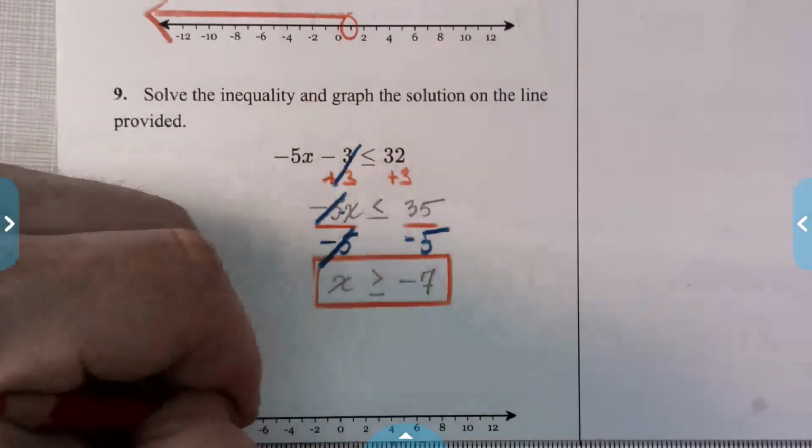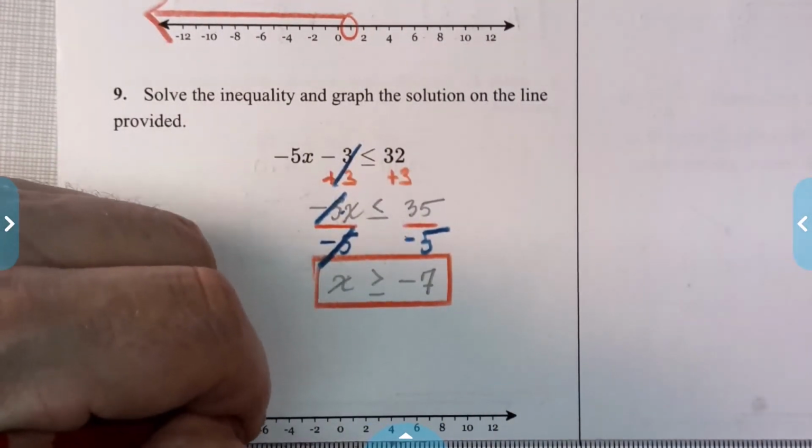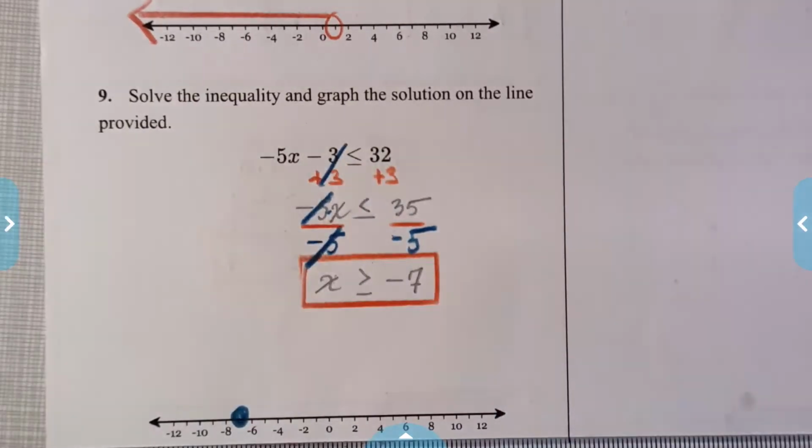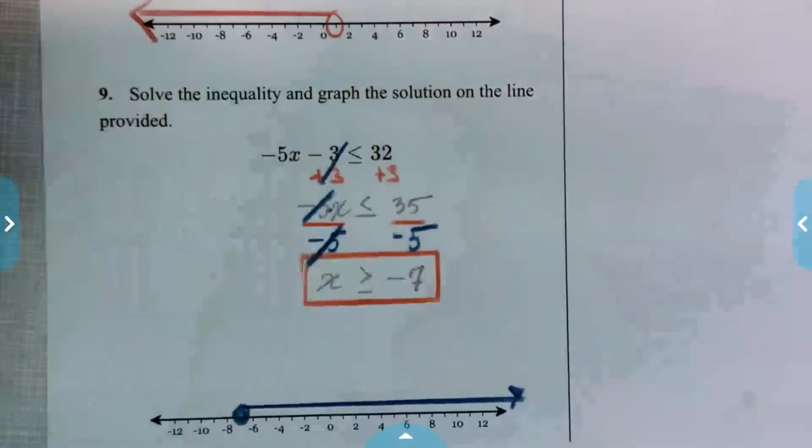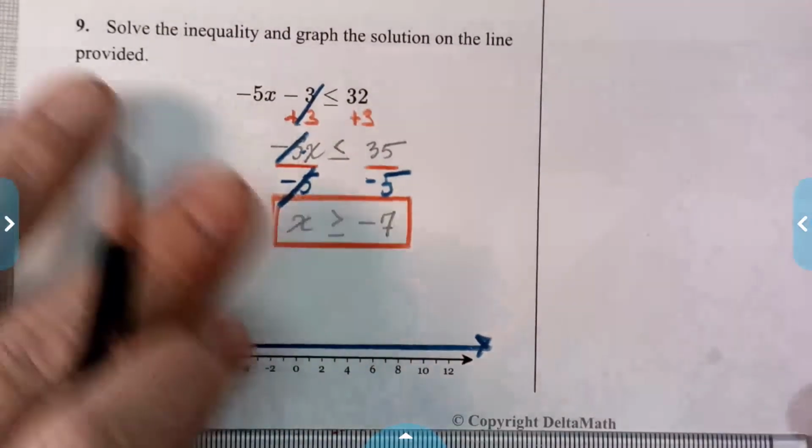Okay, so now we're going to put a closed-in circle on negative 7, which would be between negative 6 and negative 8. And I put a closed-in circle here. And finally, I get to do a greater than. So I'm going to go off to the right forever. Okay? There we go. Forever and ever and ever.